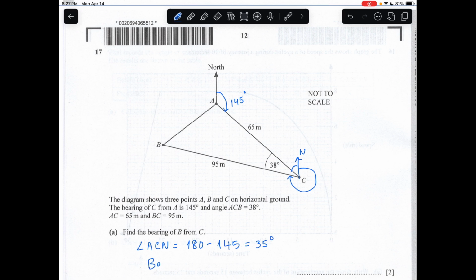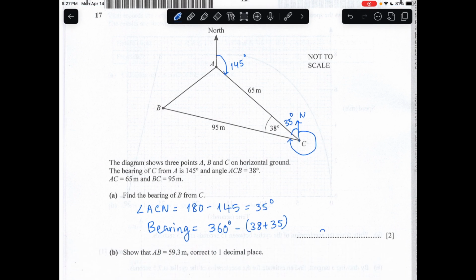Hence, to calculate the bearing, we know that this is 35 now. So 360 degrees minus 38 plus 35. Put this in your calculator. The bearing works out to be 287 degrees. Bearings are 3-digit, measured from the north. Remember that if, let's say, your answer was 35, you must write it as 035. That would be the bearing.